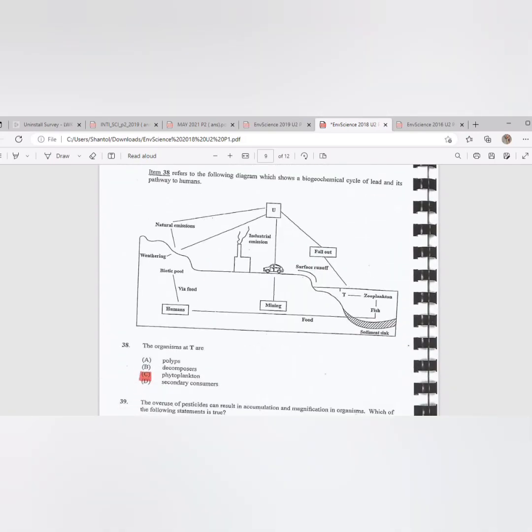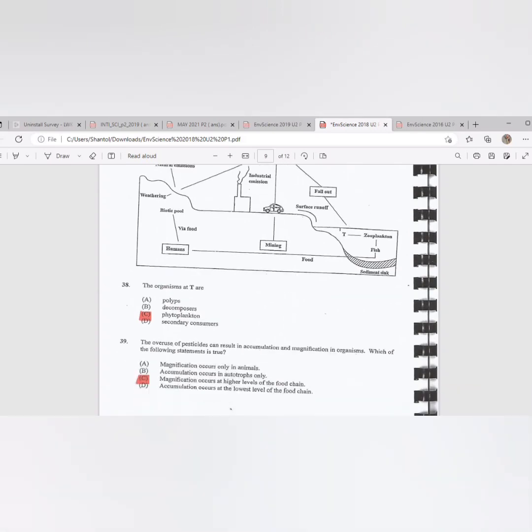38. The organisms at T are based on the following diagram, which shows a biogeochemical cycle of lead and its pathway to humans. T is C, phytoplankton. 39. The overuse of pesticides can result in accumulation and magnification in organisms. Which of the following statements is true? C. Magnification occurs at higher levels of the food chain.